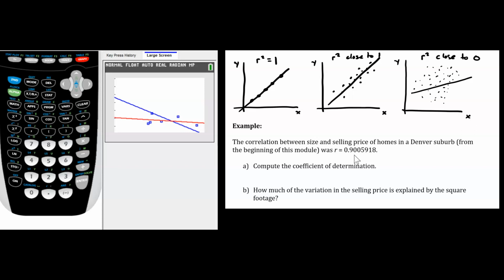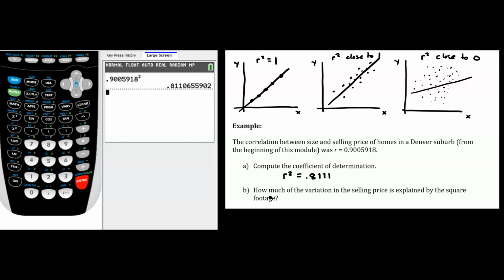But in a case where you simply have the correlation coefficient like right here, to figure out that coefficient of determination, all you need to do is take that R value and square it. So let's take 0.9005918, square it, and we can see that our coefficient of determination is 0.8111, and that's going to 4 decimal places. So what that means is exactly what the next question is getting at. The coefficient of determination tells you how much of the variation in the outcome variable is explained by the regression line or is attributed to the predictor variable.